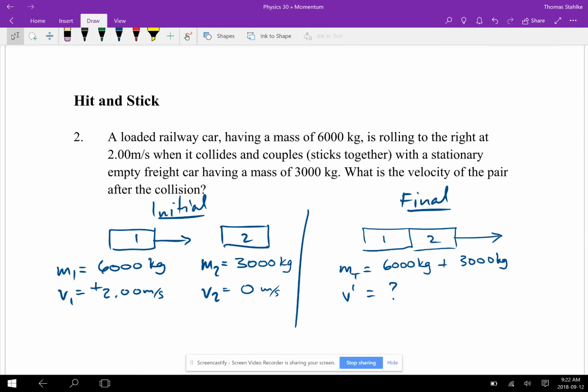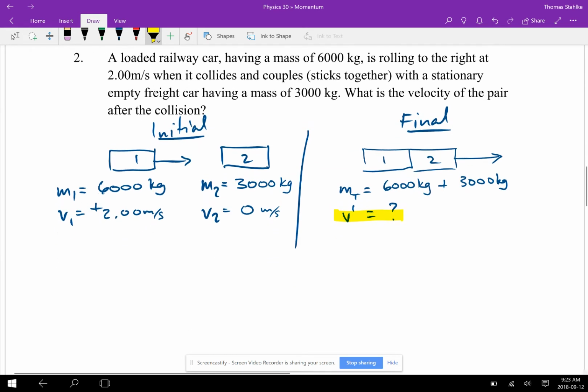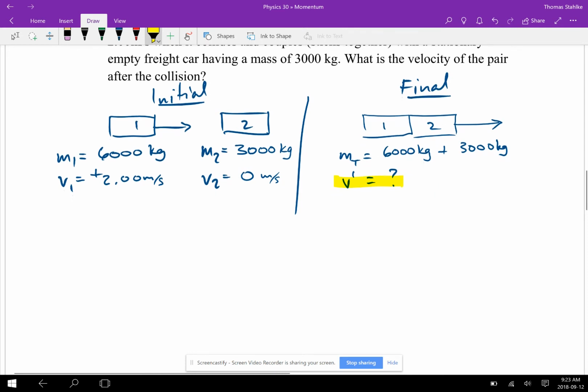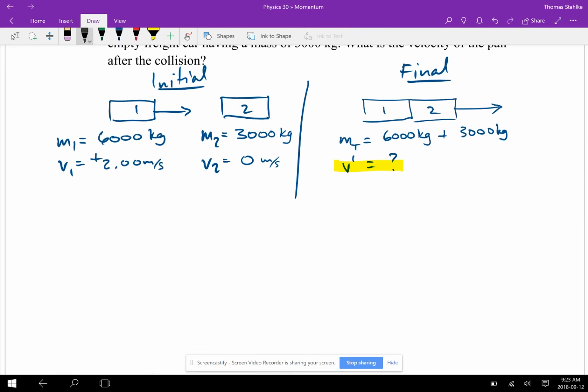And so I have a second problem here where the two objects collide, but they lock together. In this case, they're train cars that couple together. And I want to find the velocity of the cars after they lock together and the impact has occurred. So I have the two cars, one of 6,000 kilograms and one of 3,000 kilograms. And that's hit and stick.